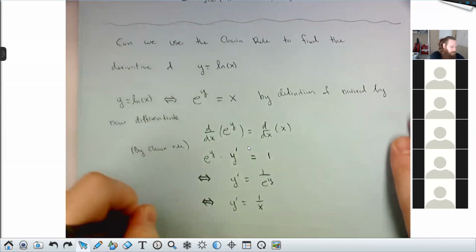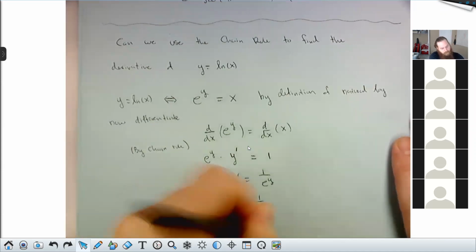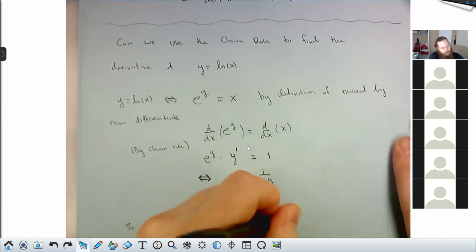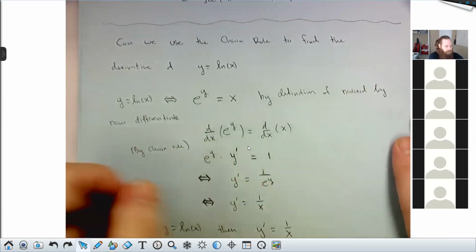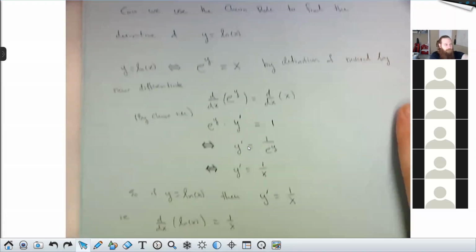So if y equals ln x, then y primed is equal to 1 over x, i.e. the derivative of ln x is 1 over x.